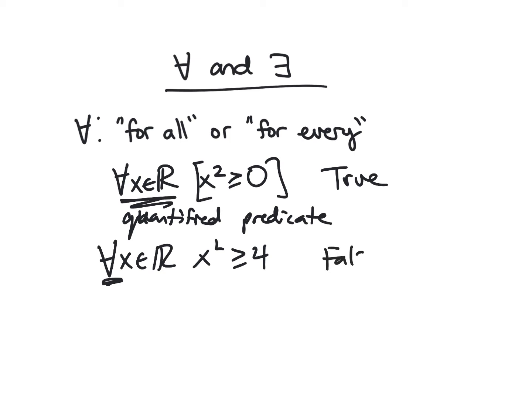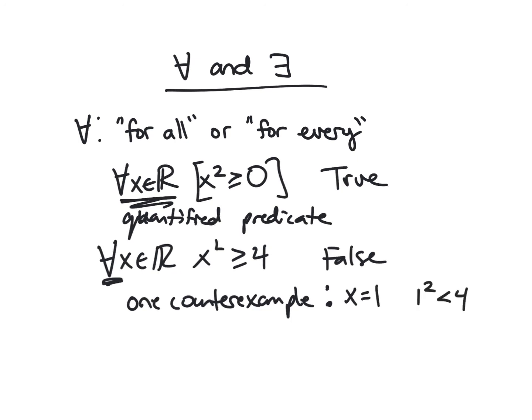This is false, right? How do you show that a for all statement is false? You just need one counterexample. Of course, here we have plenty of counterexamples, but all we need is one. Say x equals 1, right? 1 squared is less than 4. And so that's a counterexample, and it proves the falsehood of this universal quantifier, the for all statement.